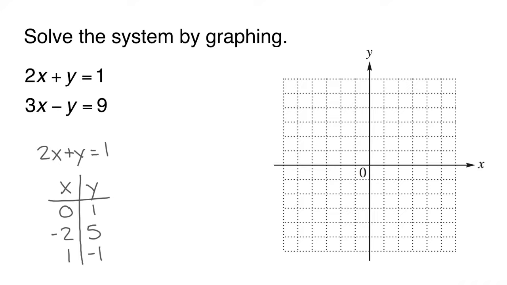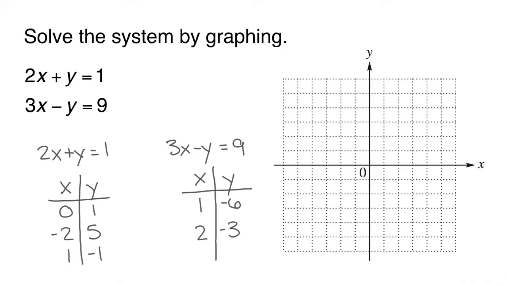We then have our other equation, 3x minus y equals 9. We'll create a table of values here. We'll first let x equal 1. When x is 1, y is equal to negative 6. Then let's let x equal 2. When x is 2, y is equal to negative 3. And finally, we'll let x equal 3. When x is 3, y is equal to 0. That's our x-intercept. Now that we have 3 points for both equations, we can graph each equation.